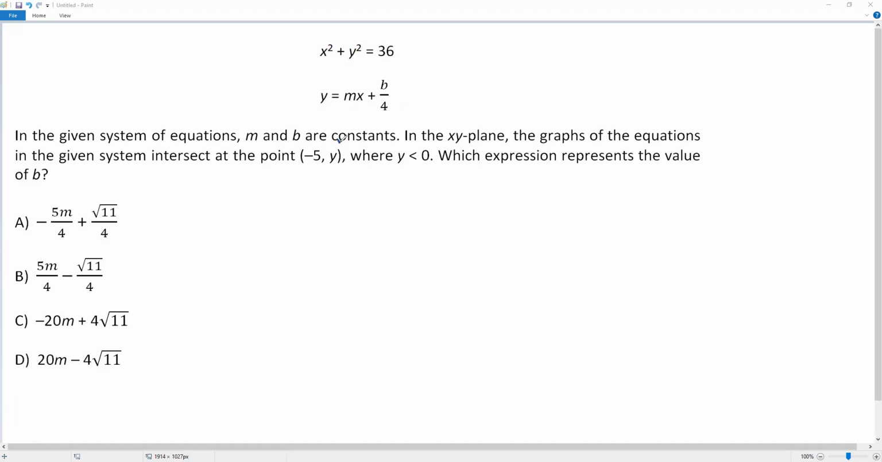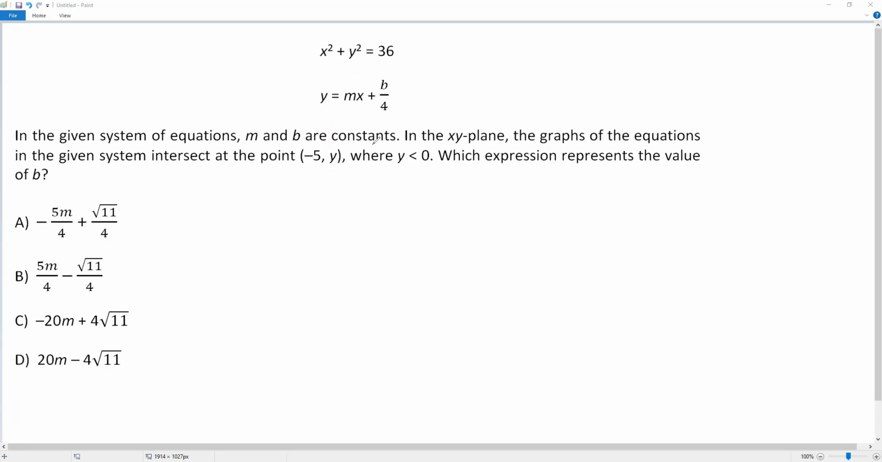The information says this (-5, y) is a point of intersection of the graphs of these two equations. Since this is a point of intersection, this point lies on the graph of each of these two equations. Now we can plug in this point of intersection into both equations. Let me plug this point into the first equation to get the value of the y coordinate. Once I get the value of this y coordinate, this point will be clearly known. Then I can plug this point into the second equation to solve for b in terms of m.